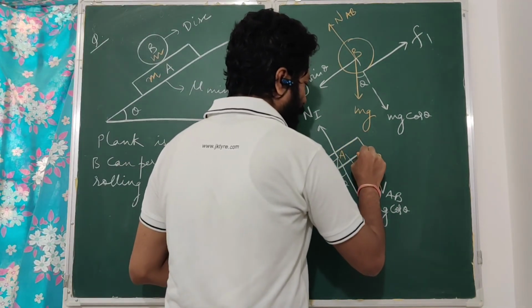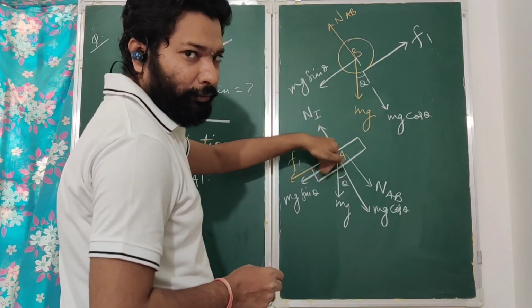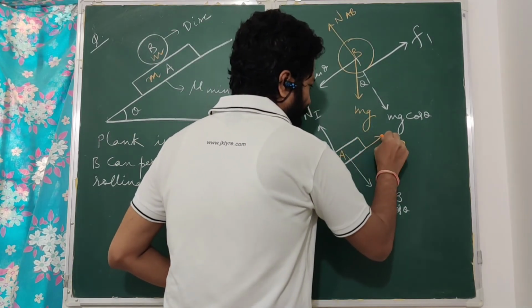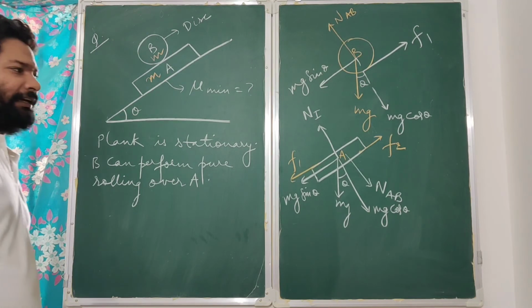And this A will experience another frictional force here. What will be that frictional force? What will be the direction? The tendency is for this surface to slide down relatively. So another frictional force will act from the incline, and that will be, let us say, F2.